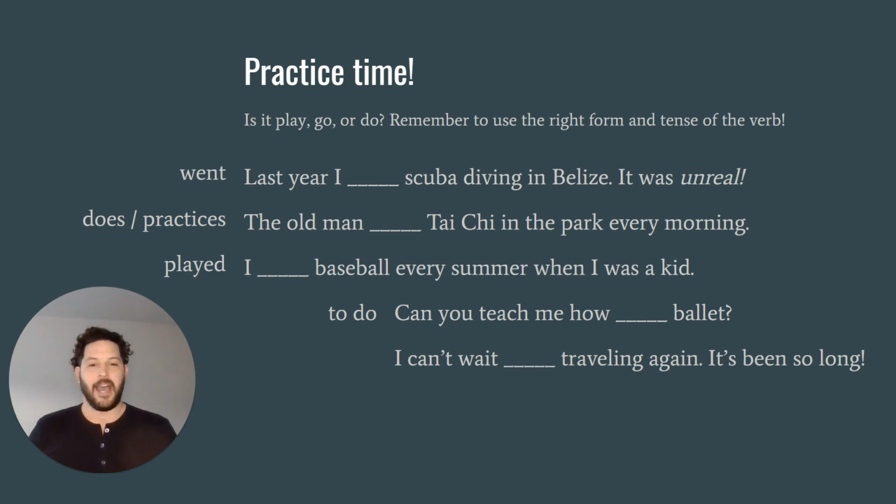I can't wait blank traveling again. It's been so long. So I can't wait blank traveling again. It's been so long. Remember, traveling, it's an action with ing. So is that play, go, do, and what form of it? I hope you said to go. I can't wait to go traveling again. It's been so very long.